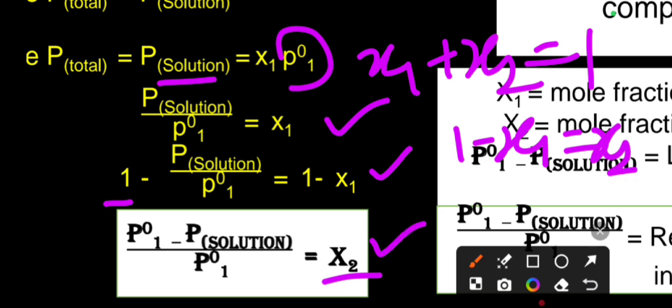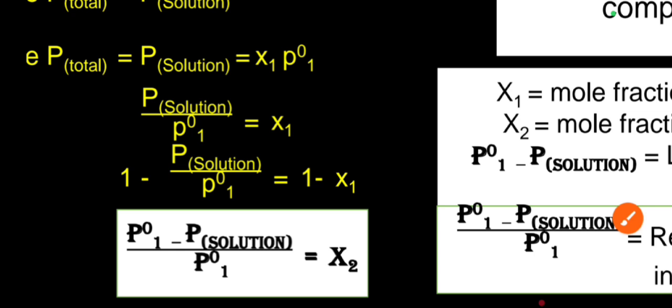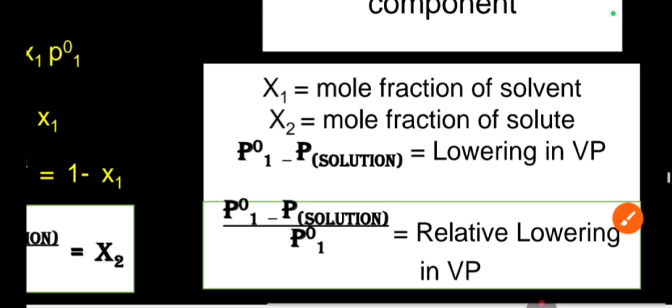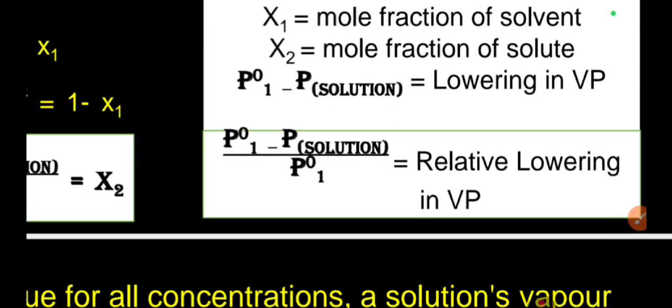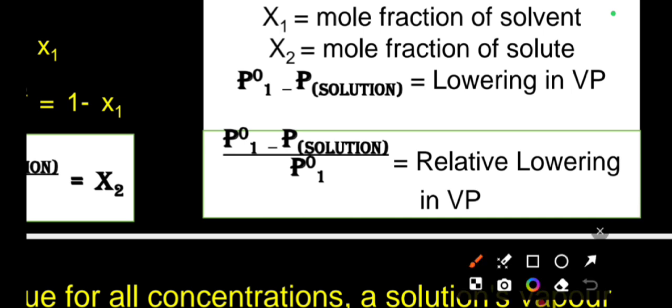So if you want to write the mole fraction in terms of solute, you can put 1 minus X1 is equal to X2 and take the LCM of this. So you will get the complete formula: P node 1 minus P solution divided by P node 1. Now you can see P node minus P solution.